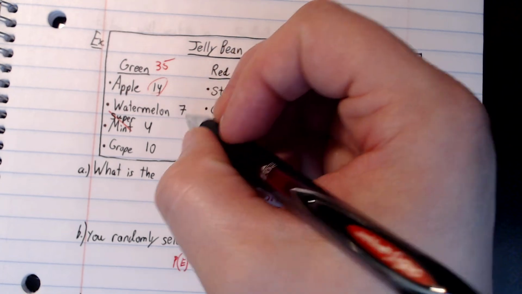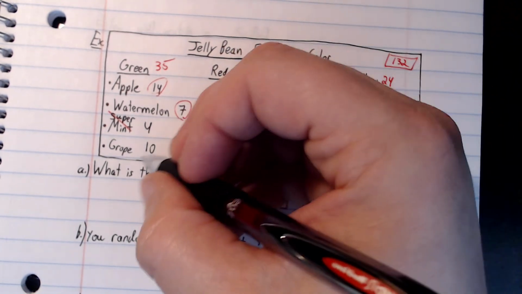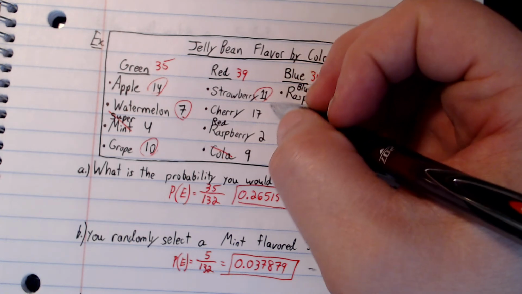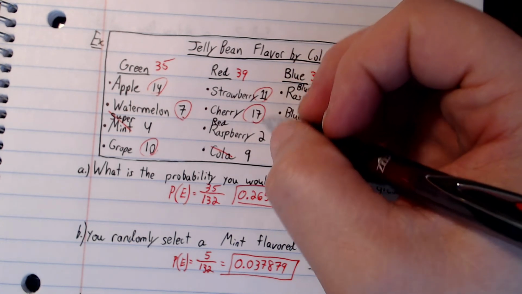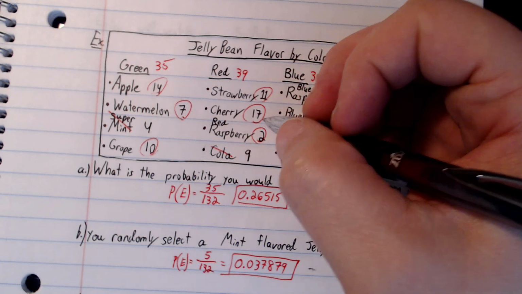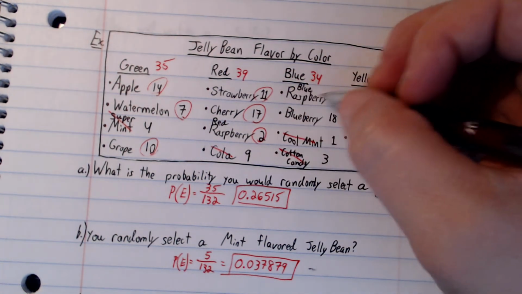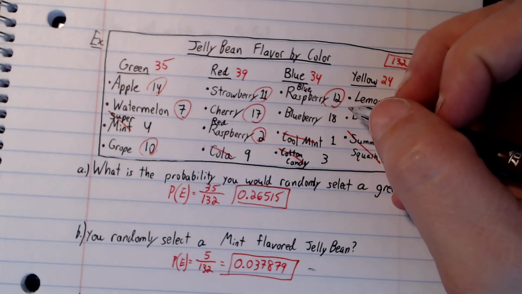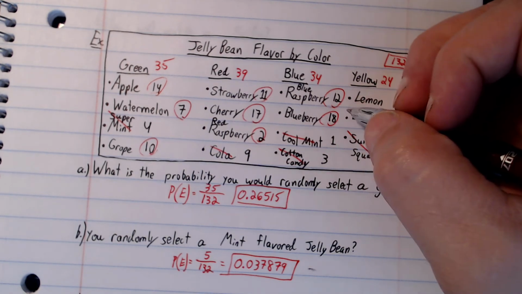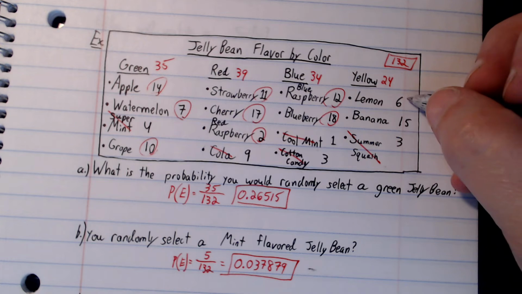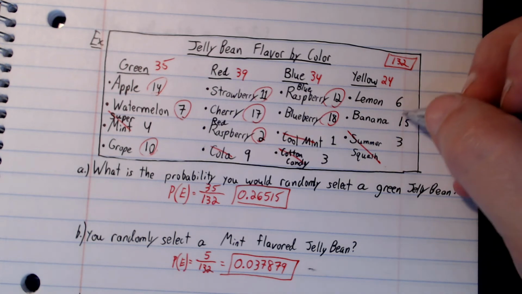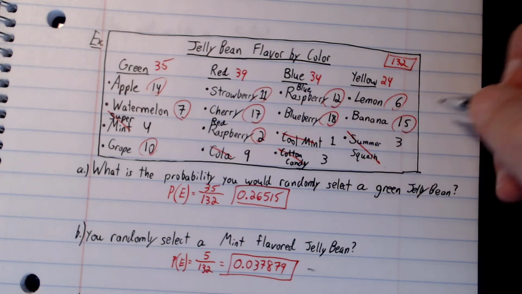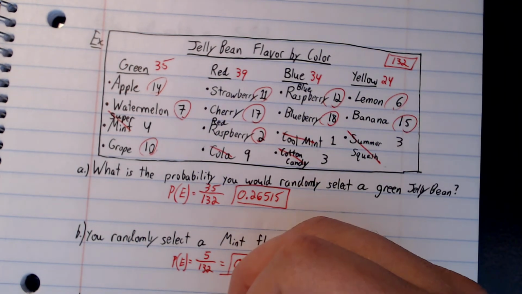14, 7, 10, 11, 17, 2. Some might argue that blue raspberry is not technically a fruit because it's not a real thing, but it's still fruit flavored, so we're going to keep it. These two don't count. 6 and 15. So I got 112.